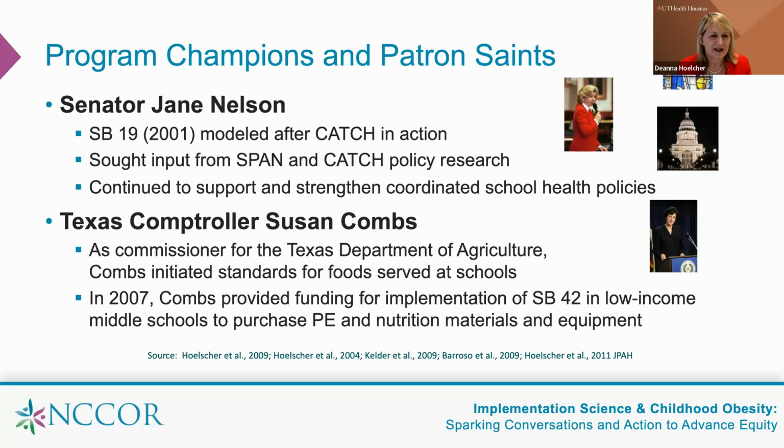These included Texas Senator Jane Nelson, who modeled Senate Bill 19 after what she saw in the implementation of CATCH in El Paso. Her legislative aides also used data generated from our study to justify this legislation and then evaluate the implementation of coordinated school health programs across Texas. Texas Comptroller Susan Combs, while she was the Texas Department of Agriculture Commissioner, initiated standards for food served at schools. So this really helped support and leverage the coordinated school health program mandates. She also found money for the implementation of coordinated school health in middle schools.